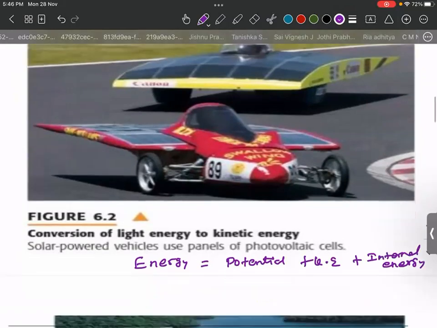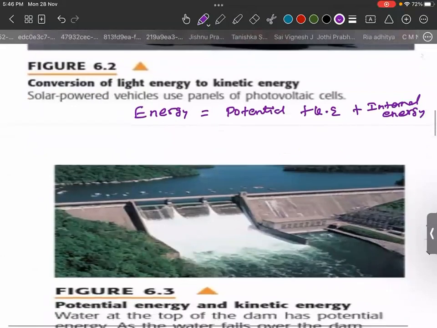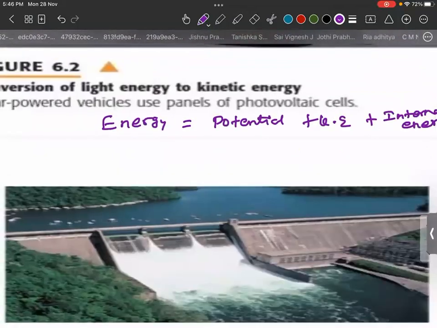So look at this. Those who are in the online class, what are you looking at? Another picture. What is this? A dam. So here you have the water at a particular height, a particular length. They are not doing anything, so the potential energy has some value. The potential energy is measured as mgh: the gravitational force, height, and how much mass it occupies. So it gives the potential energy.